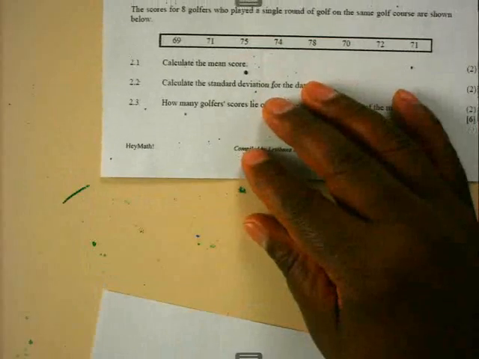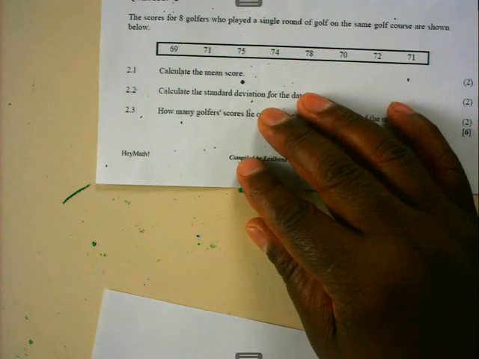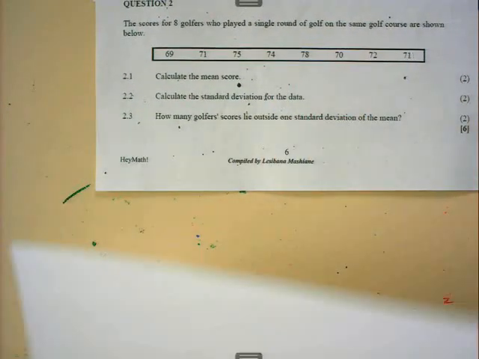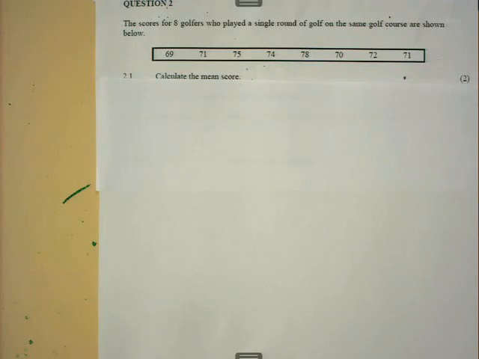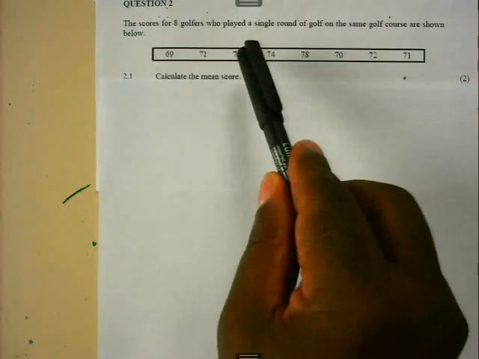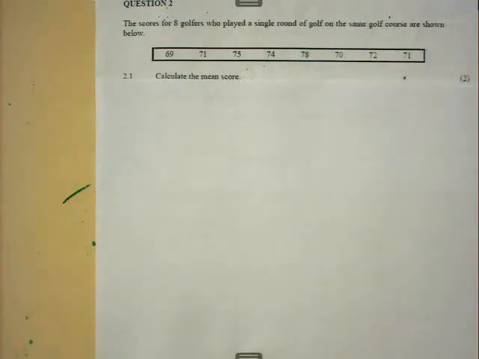It reads: the scores for 8 golfers who played a single round of golf on the same golf course are shown below. The scores of the 8 golfers are shown. Let me try and indicate that clearly. Here we are, the scores of 8 golfers. How many golfers are there? All in all, there are 8. 1, 2, 3, 4, 5, 6, 7, 8. Those are their scores.